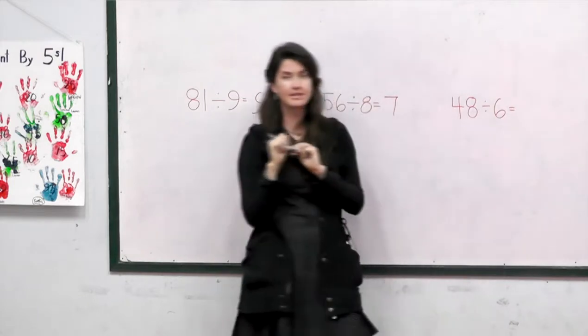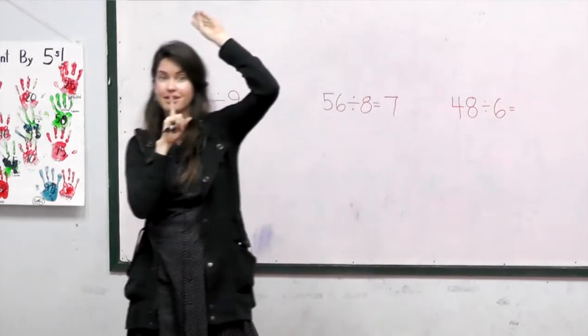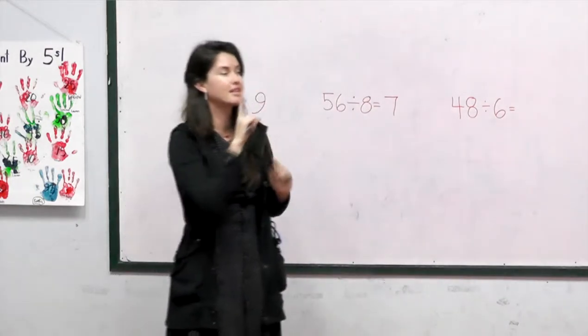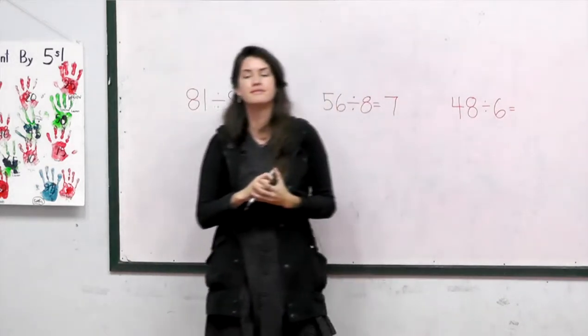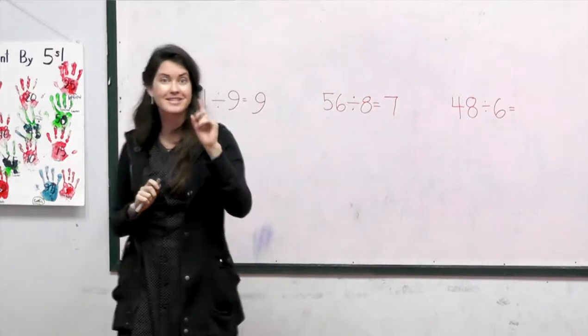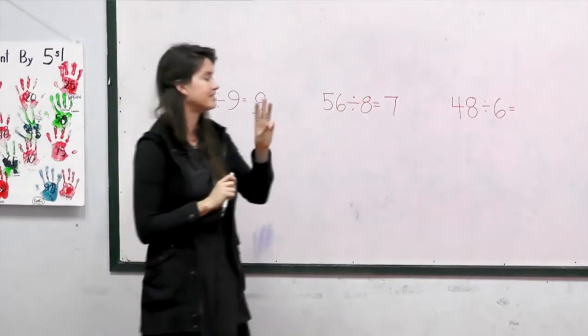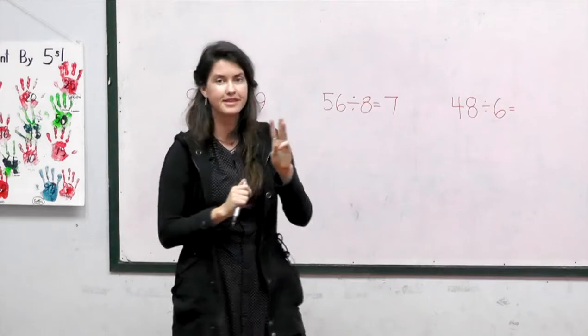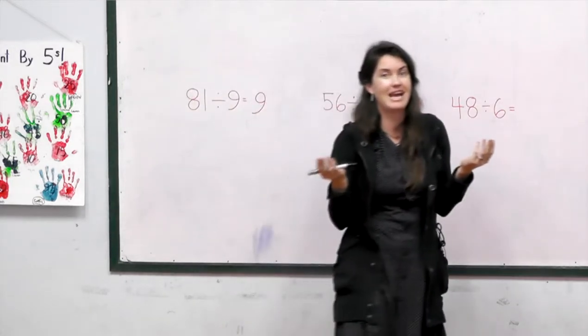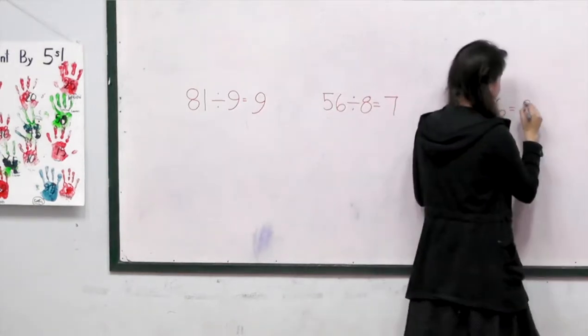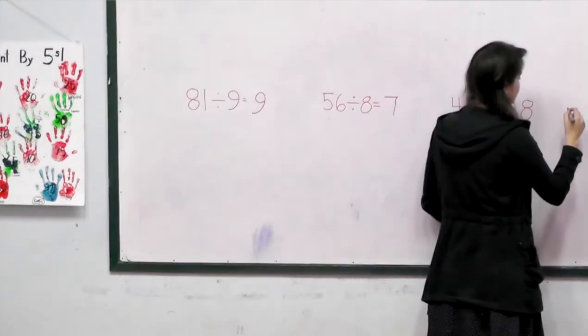48 divided by 6. Raise your hand when you have an answer. Keep it secret. 1, 2, 3. Ooh, I heard a couple different answers. What do you think? 8 or 7? 8. Okay, it's 8. Very nice. Very nice, friends. You're doing great.